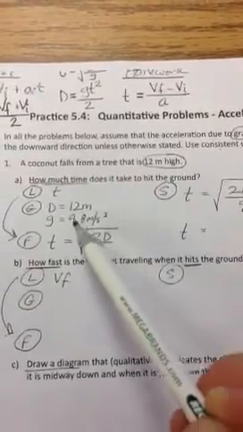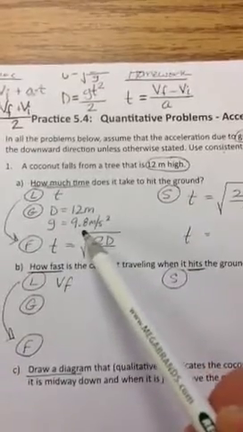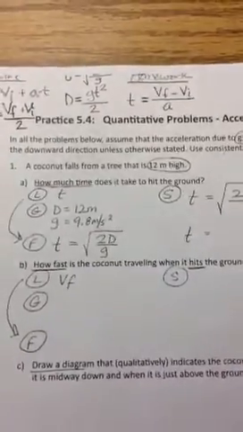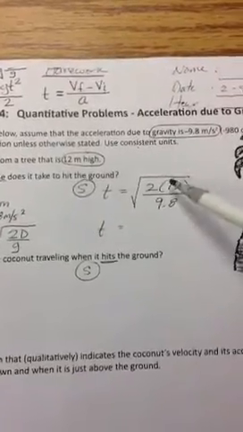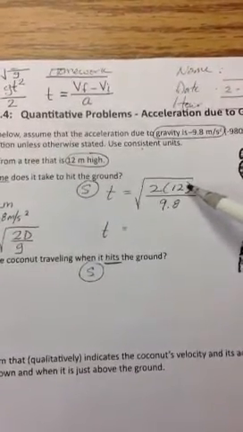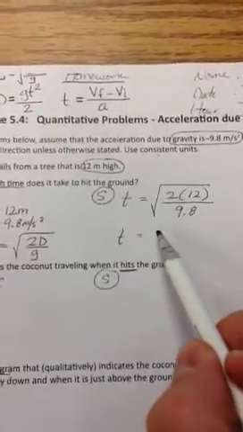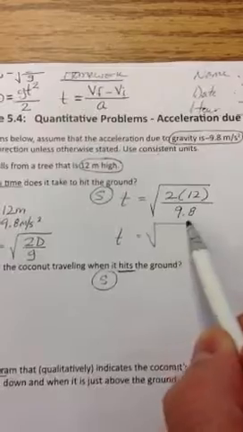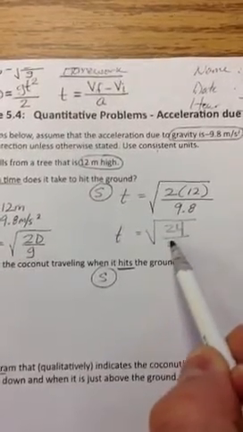Alright, they gave me the distance. I wrote that in my given section. d equals 12 meters. Gravity is assumed. They gave that to me. We are on the Earth. And now let's plug these values in. Time is equal to the square root of 2 times the distance, which is 12 meters, divided by gravity. Alright, so we'll plug those values in. That's the square root of 2 times 12 is 24, divided by 9.8.